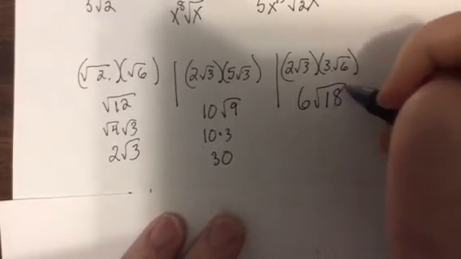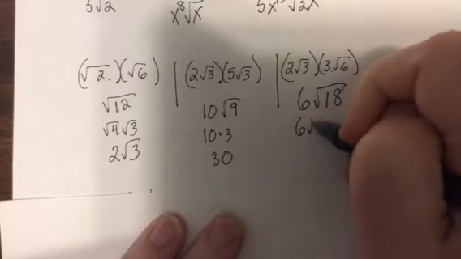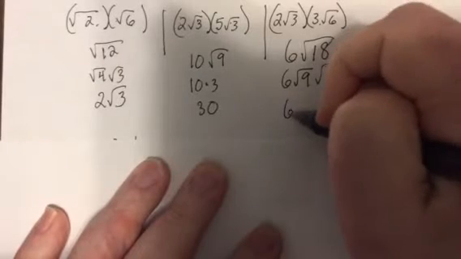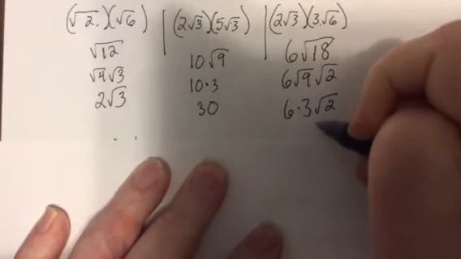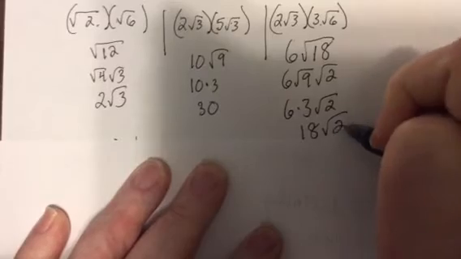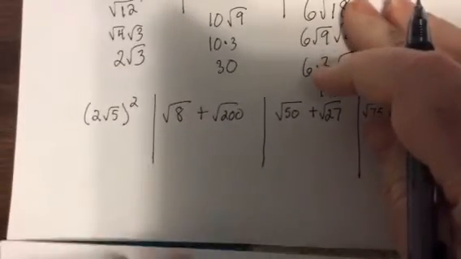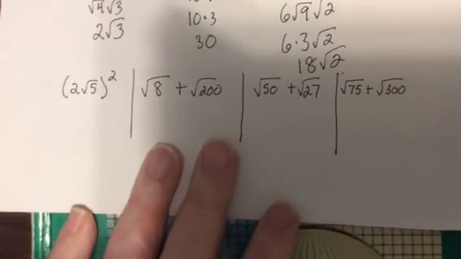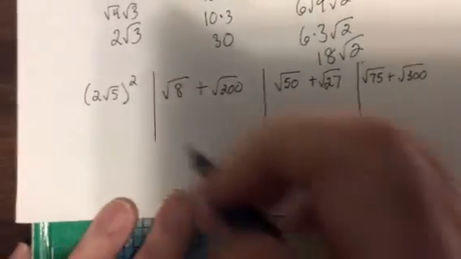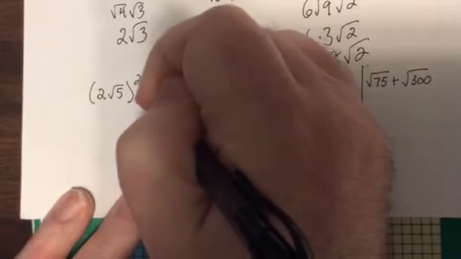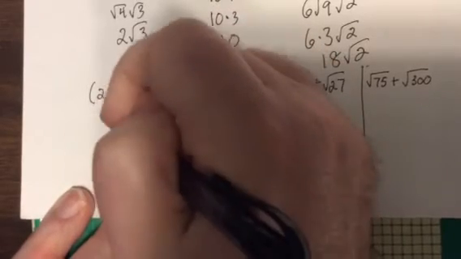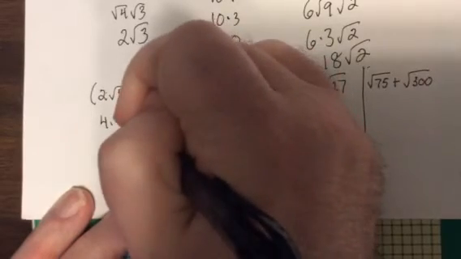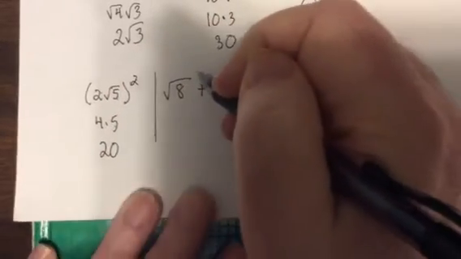Square root of 18. But 18 is 9 and 2. Square root of 9 is 3. So it'd be 18 square root of 2. And then do the last set of problems here. Oops, we'll move that over. So 2 square root of 5 squared. You square both terms. So it'll be 4 times 5 is 20, because 5 squared is 25. Square root of 25 is 5.